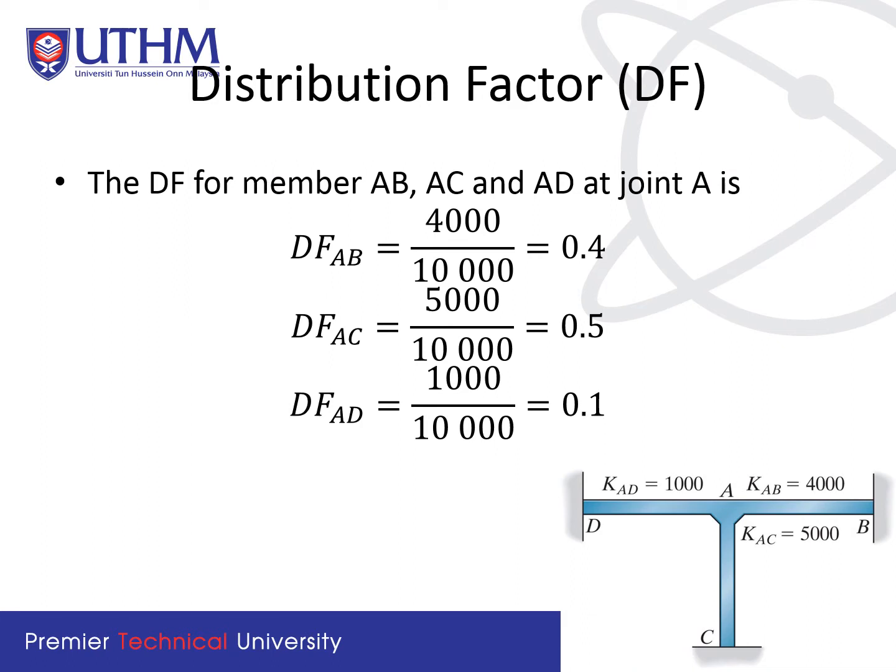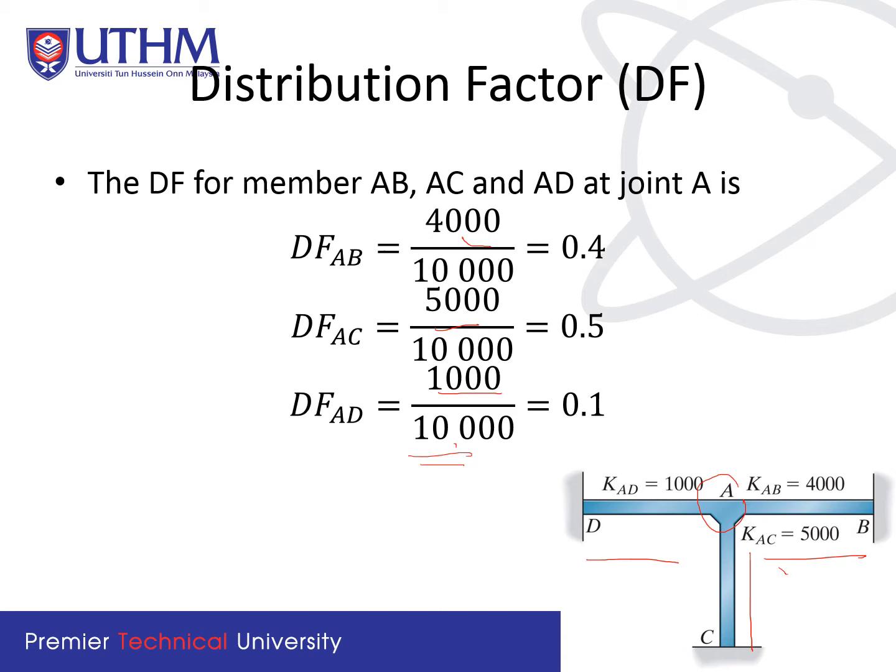For this example, consider the distribution factor of member AB at joint A. You have AB, AC, and AD. The values are provided already: KAB is equal to 4,000, KAC is 5,000, and KAD is 1,000. So the total is 1,000 plus 4,000 plus 5,000, which is 10,000. How it is distributed to these three members is according to their stiffness.